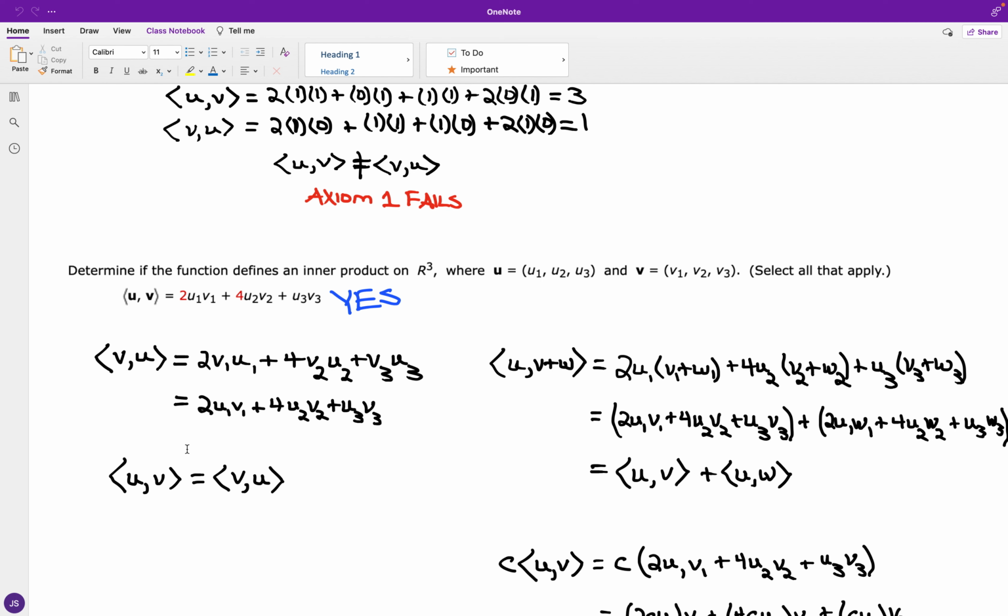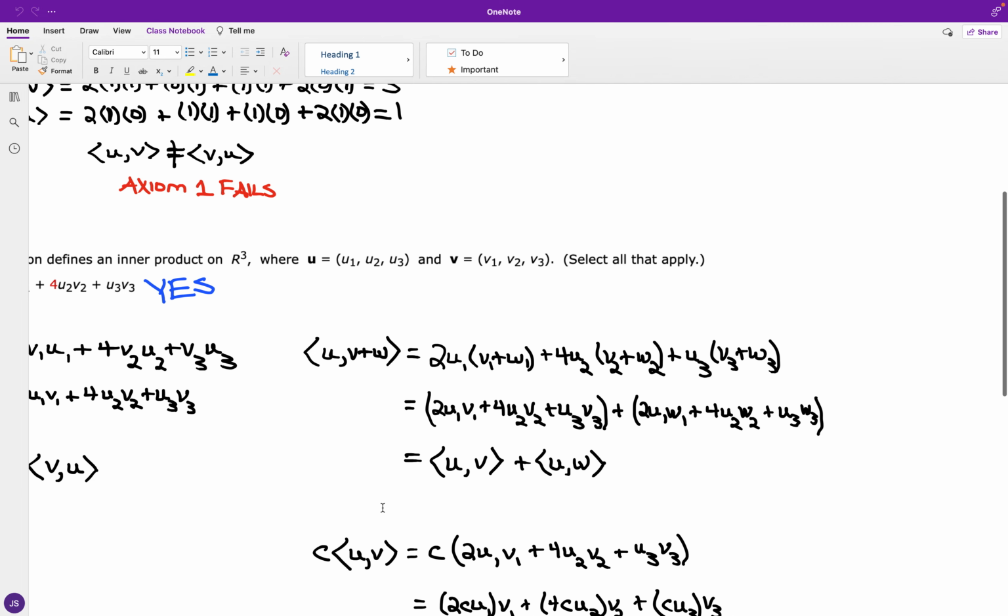Looking at the first axiom test, for the pairing of u and v, I have this, and for v and u, we're going to have just a commutative equivalent, where we have 2 v sub 1 u sub 1 plus 4 v sub 2 u sub 2 plus v sub 3 u sub 3. Just switching the order, I'm back to the pairing of u and v, and these are equal to each other. So the first axiom is satisfied.